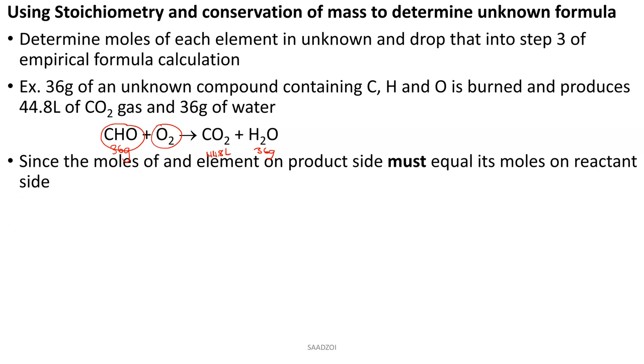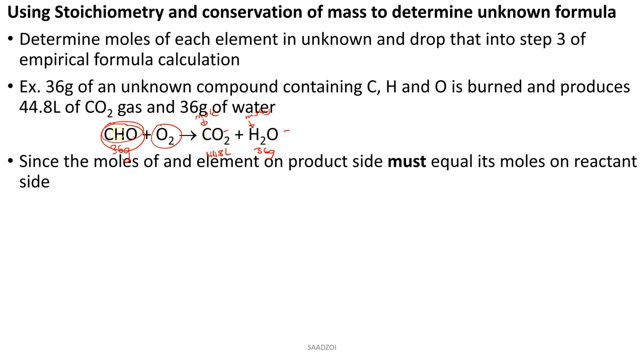Since the moles of an element on the product side must equal the moles on the reactant side, what you could do right now, if you're trying to figure out the identity of this, is get my moles of this, and the moles of O from here, which is from here and here, right? I could theoretically get the moles of these 3 elements, because why? However many moles of the element you have on the product side, you must have on the reactant side.